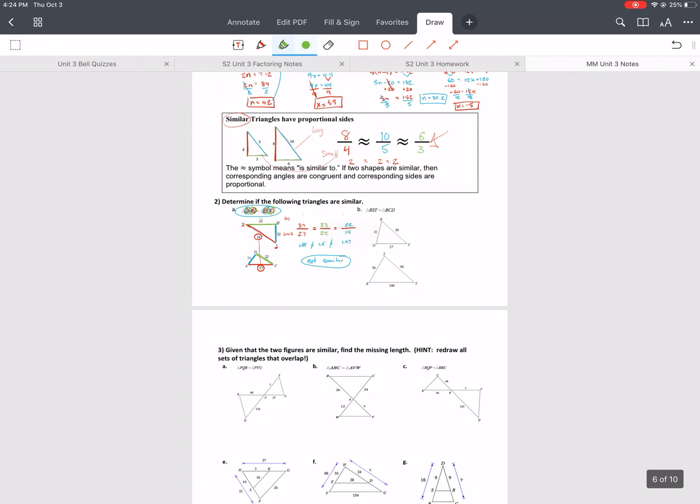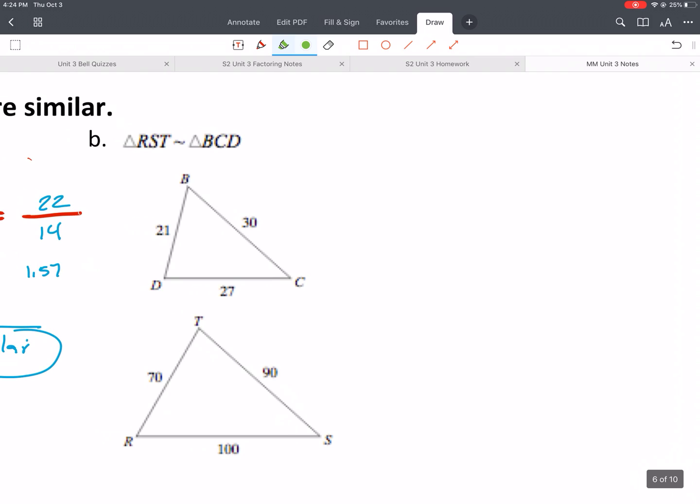All right, so let's do this one. This time I'm going to use the similarity statement. RS is right here. That corresponds to BC. And it makes sense because for the biggest triangle it's 100, and that would be the biggest side, and the biggest side for the smaller triangle is also the biggest number. So that makes sense that those are corresponding.